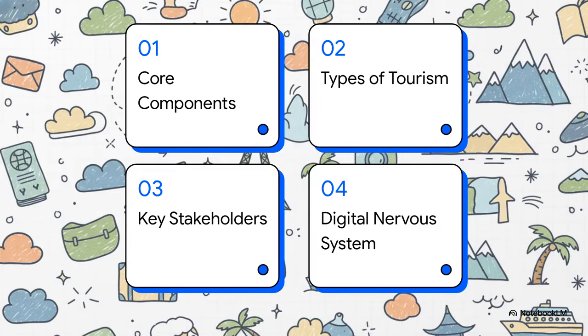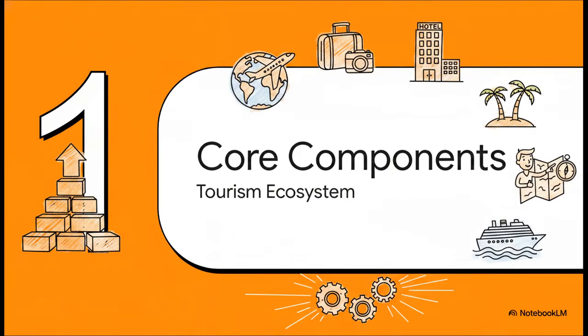Here is our roadmap for today. We'll be hitting four crucial areas: the core components, the types of tourism, the key stakeholders, and finally, the digital nervous system. All right, Section 1, Core Components. We are defining the tourism ecosystem.